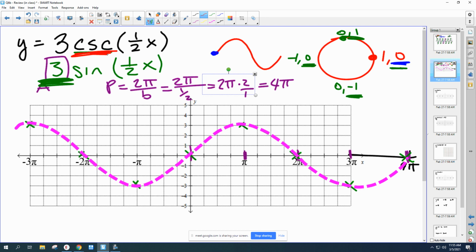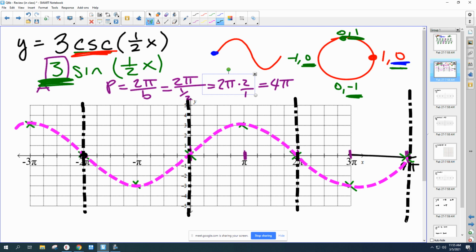And essentially what that's going to do is flip all the humps. Now, you're going to have asymptotes, and I believe I told you to put it through the x-intercepts. And that's true, but it gets confusing when you start shifting things. So this isn't shifted, but once you start shifting, what I want you to notice is that the asymptotes will be through the midpoints of the sine of the curve.